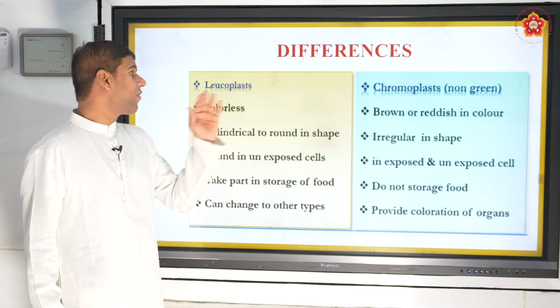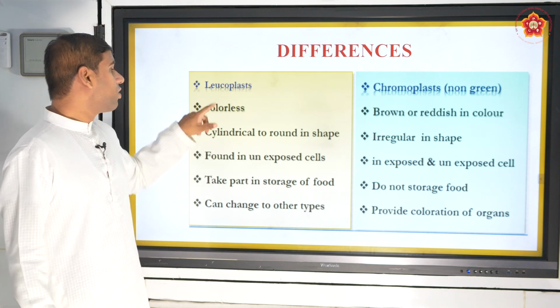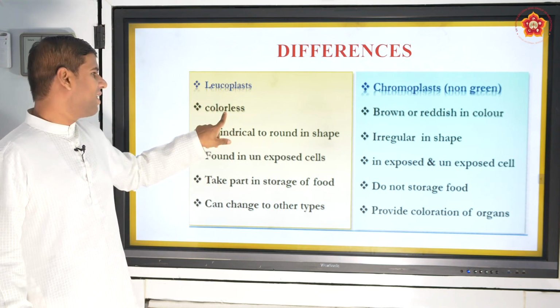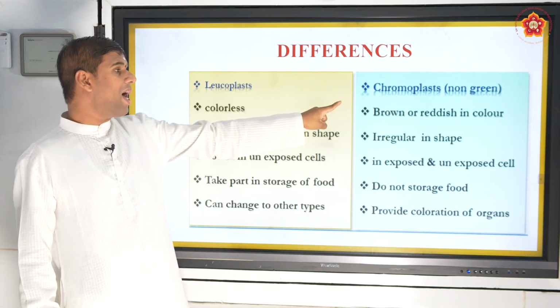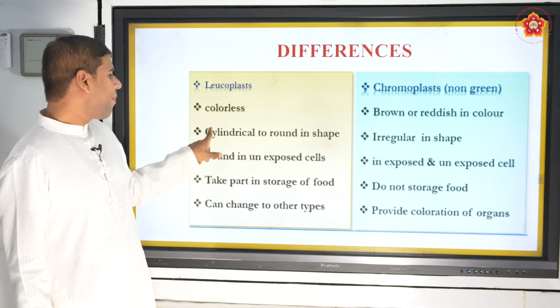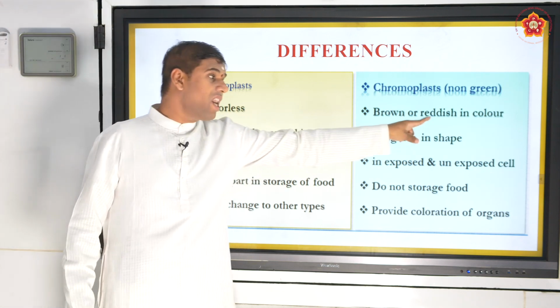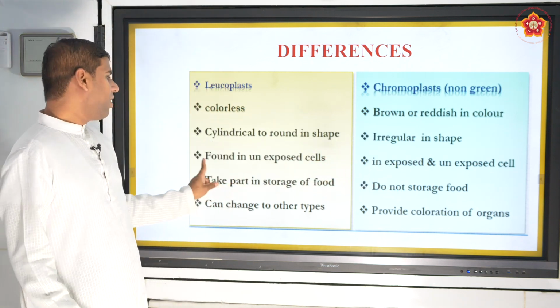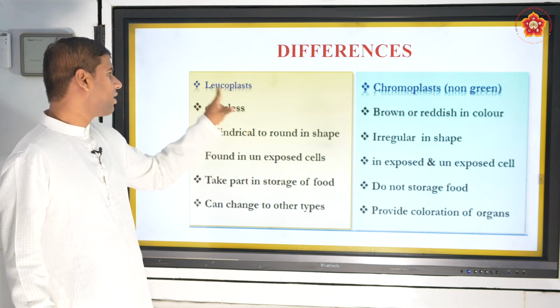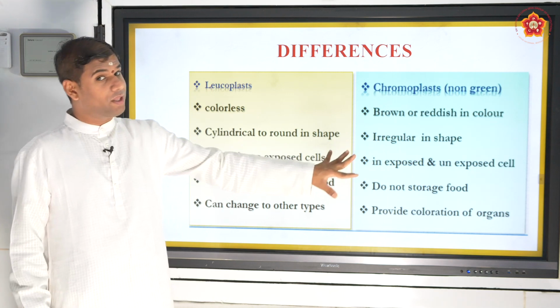Going on to the differences between the leucoplasts and the chromoplasts. Leucoplasts are colorless. Chromoplasts are brown or reddish in color. Leucoplasts are cylindrical or round in shape, while chromoplasts are irregular in shape. Leucoplasts are found in unexposed cells, while chromoplasts are found in exposed and unexposed cells both.